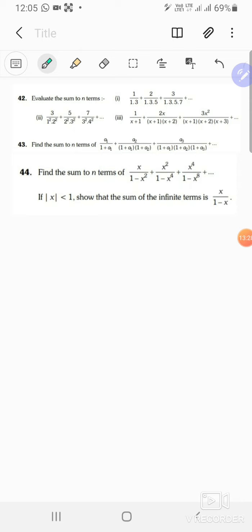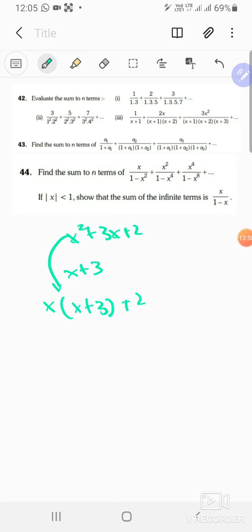x squared plus 3x plus 2. All right, so look at that, x squared plus 3x plus 2, and then you have x plus 3 over there. What can we do with that thing? We can write it as x into x plus 3 plus 2, and then this thing is obviously x plus 3 over there, and we just want to have 3x squared. Okay, fine. So maybe not do that yet.